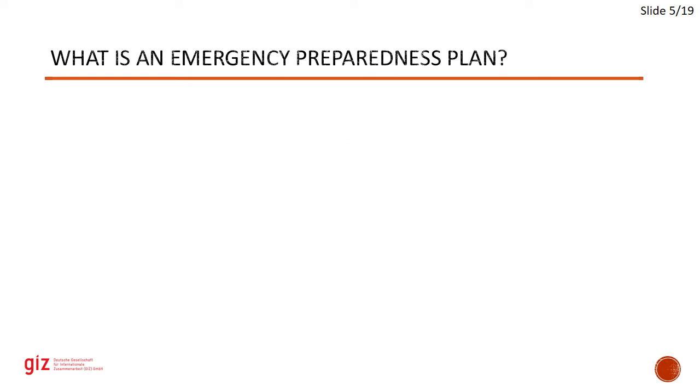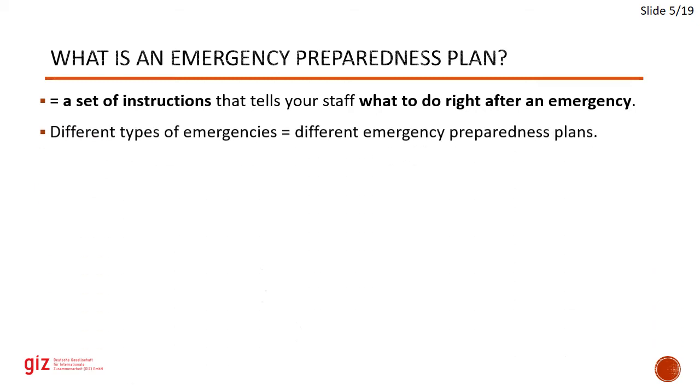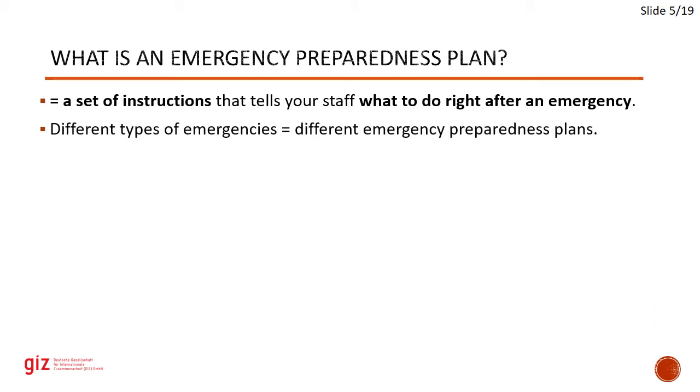So what exactly is an emergency preparedness plan? It is a set of instructions that tells your staff, usually your guide, what to do right after an emergency. So for different types of emergencies, you will have different emergency preparedness plans. Often they will be similar, but they will have small, important differences.